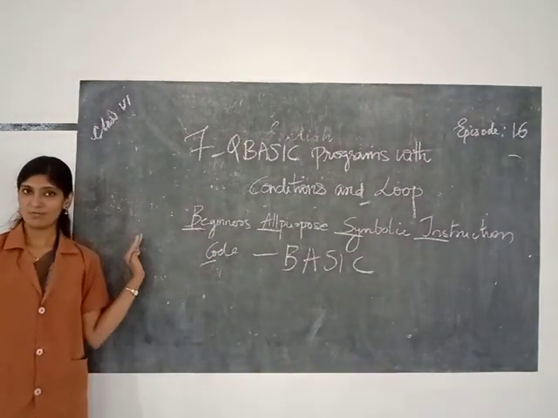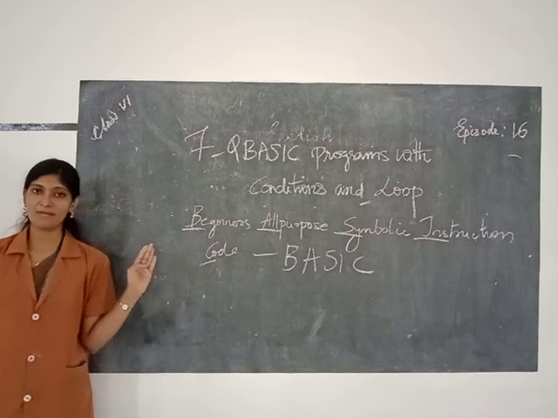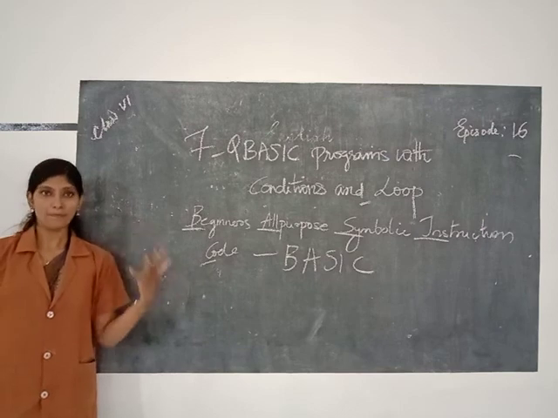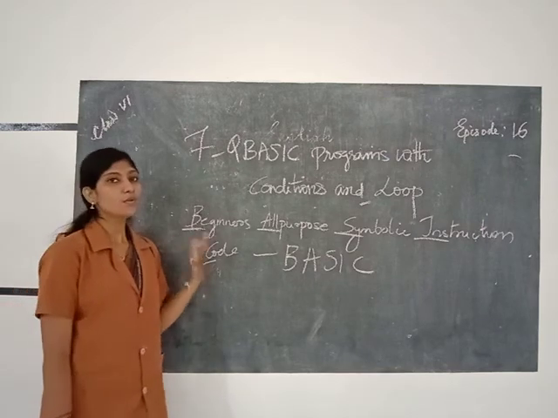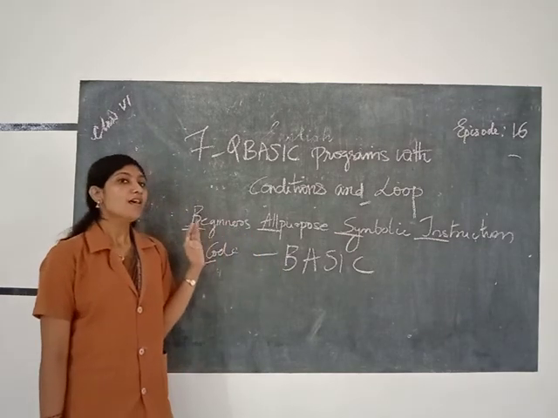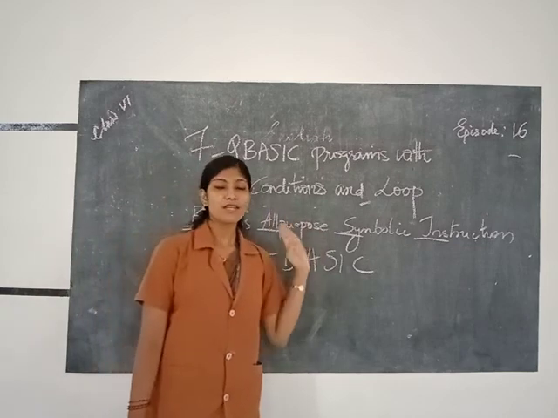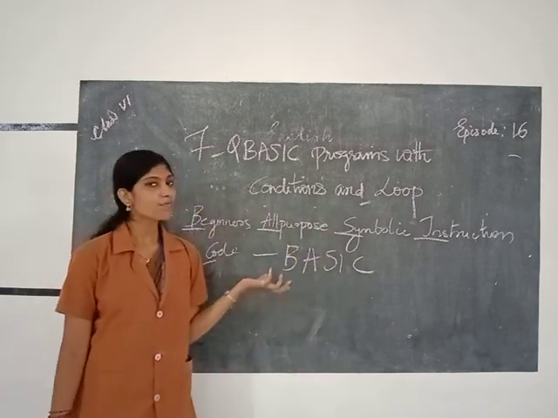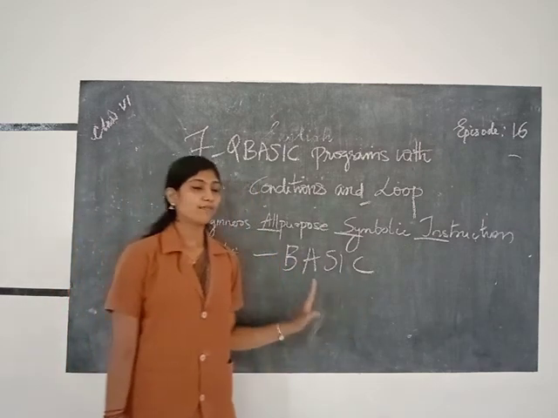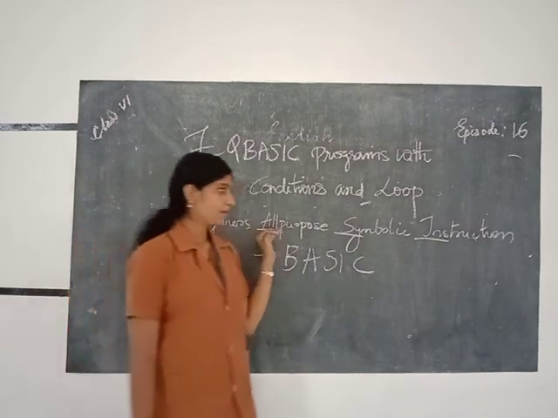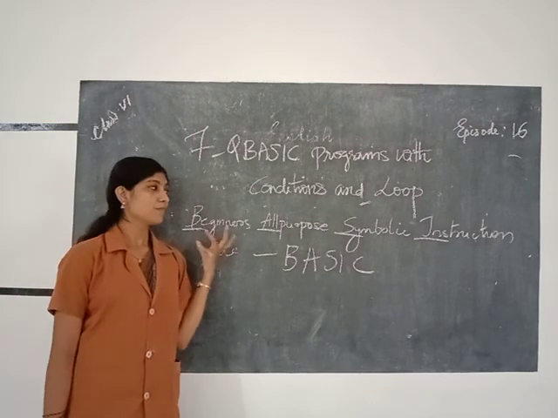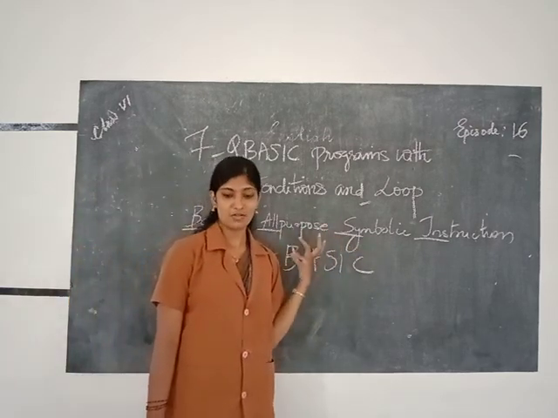A programming language means simply an instruction. Instruction means to tell the computer what to perform or what to do. That is a programming language. So basic is a programming language. There are different types of programming language, and one of them is basic. What is its full form? Beginners all-purpose symbolic instruction code. Code means instruction.